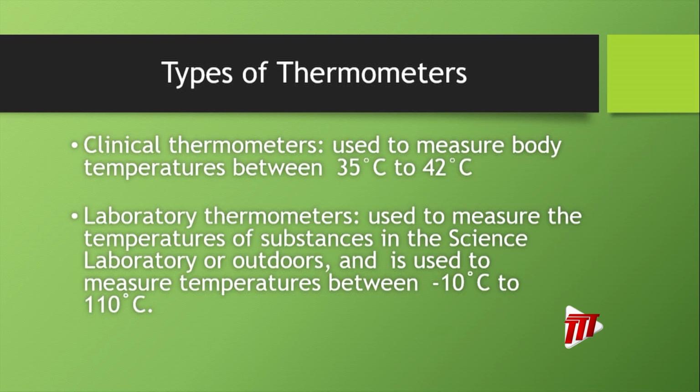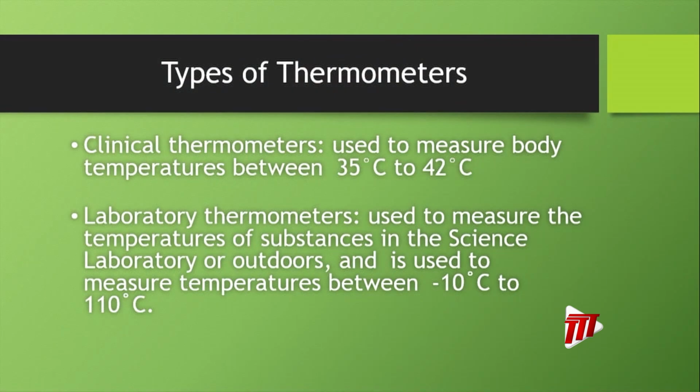35 degrees Celsius to 42 degrees Celsius. Because of our body temperature, and it doesn't go much below or much higher, we don't need to have a thermometer to measure all the temperatures above and below. So generally, we want to keep it around there. So clinical thermometers have a very short range of values from 35 to 42 degrees Celsius.